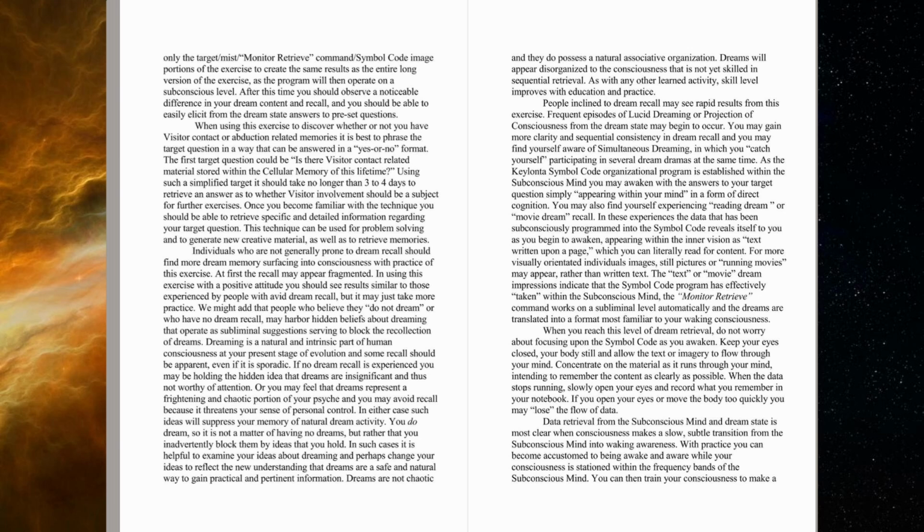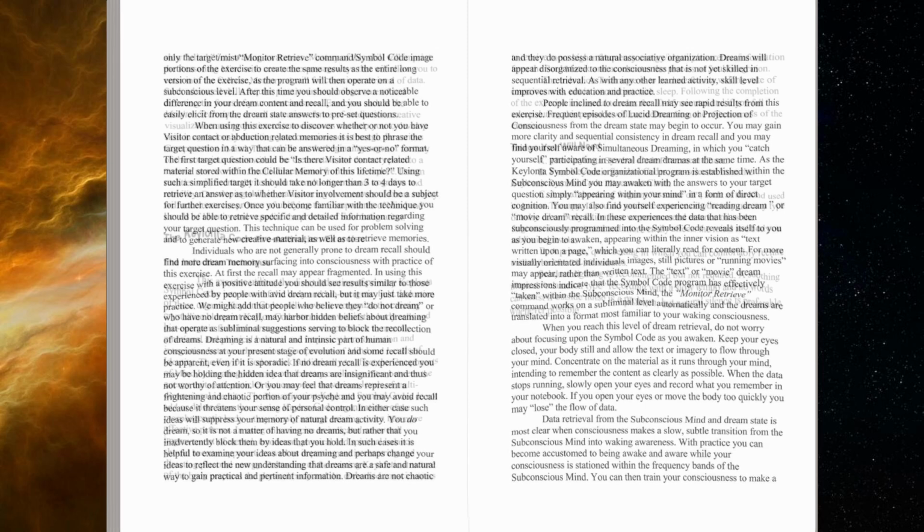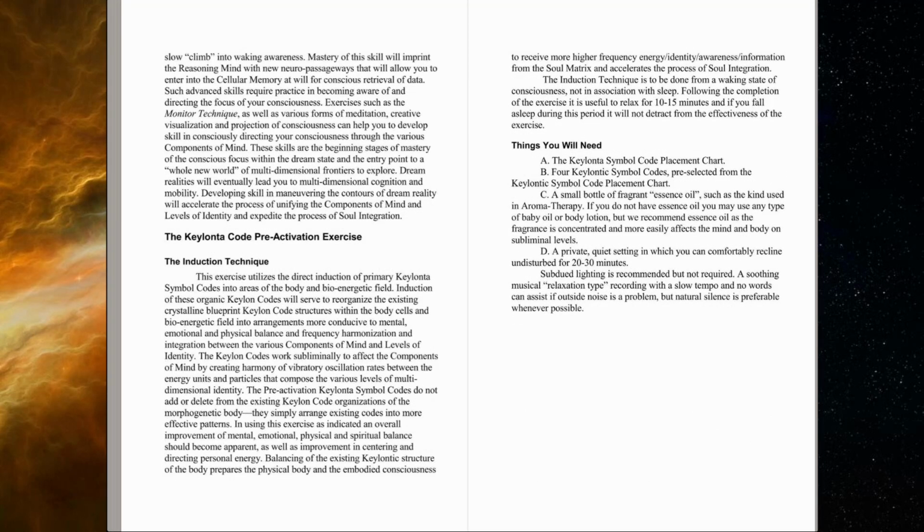Data retrieval from the subconscious mind in dream state is most clear when consciousness makes a slow, subtle transition from the subconscious mind into waking awareness. With practice, you can become accustomed to being awake and aware while your consciousness is stationed within the frequency bands of the subconscious mind. You can then train your consciousness to make a slow climb into waking awareness. Mastery of this skill will imprint the reasoning mind with new neural passageways that will allow you to enter into the cellular memory at will for conscious retrieval of data. Such advanced skills require practice in becoming aware of and directing the focus of your consciousness.